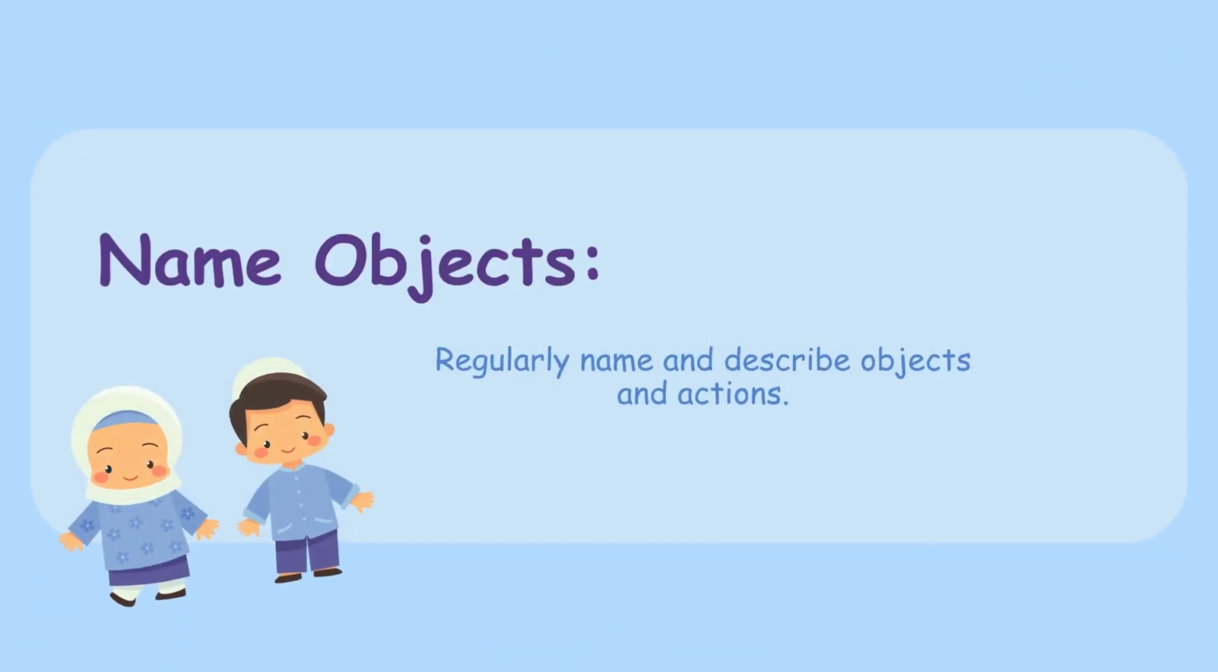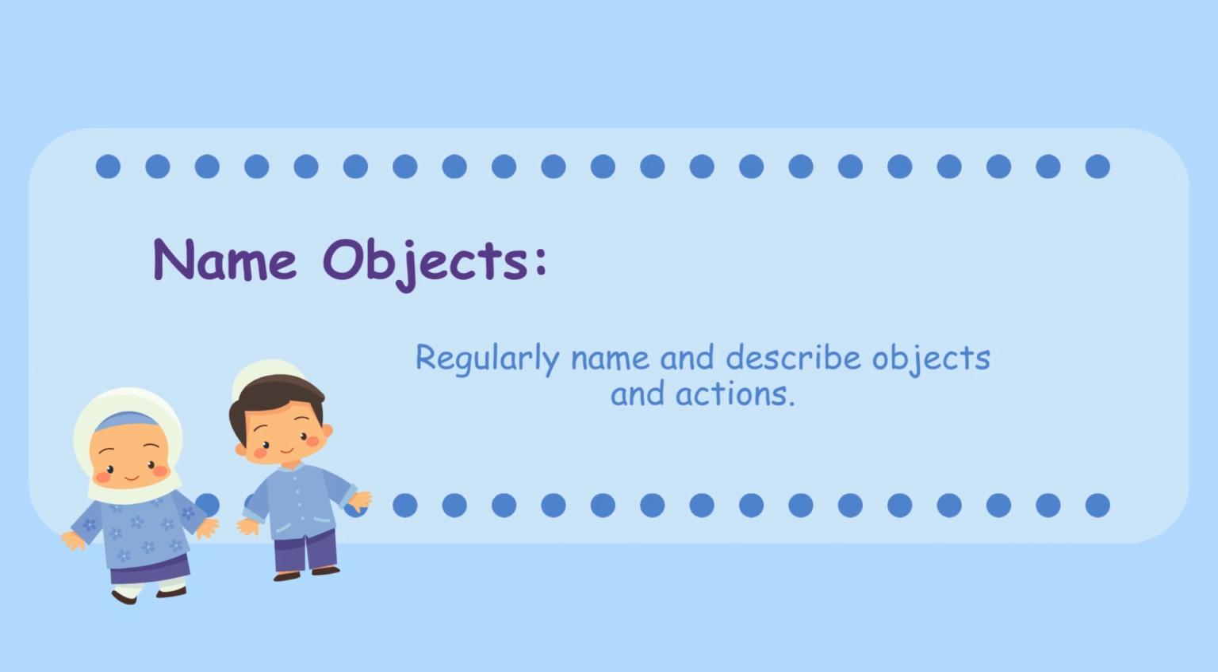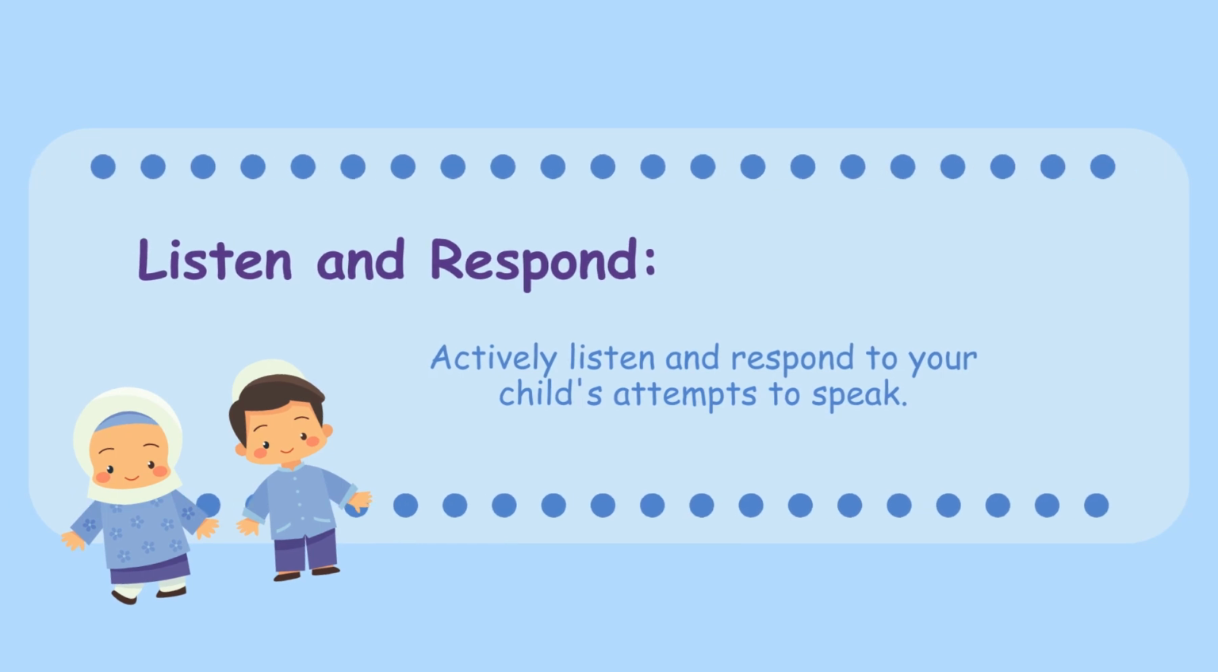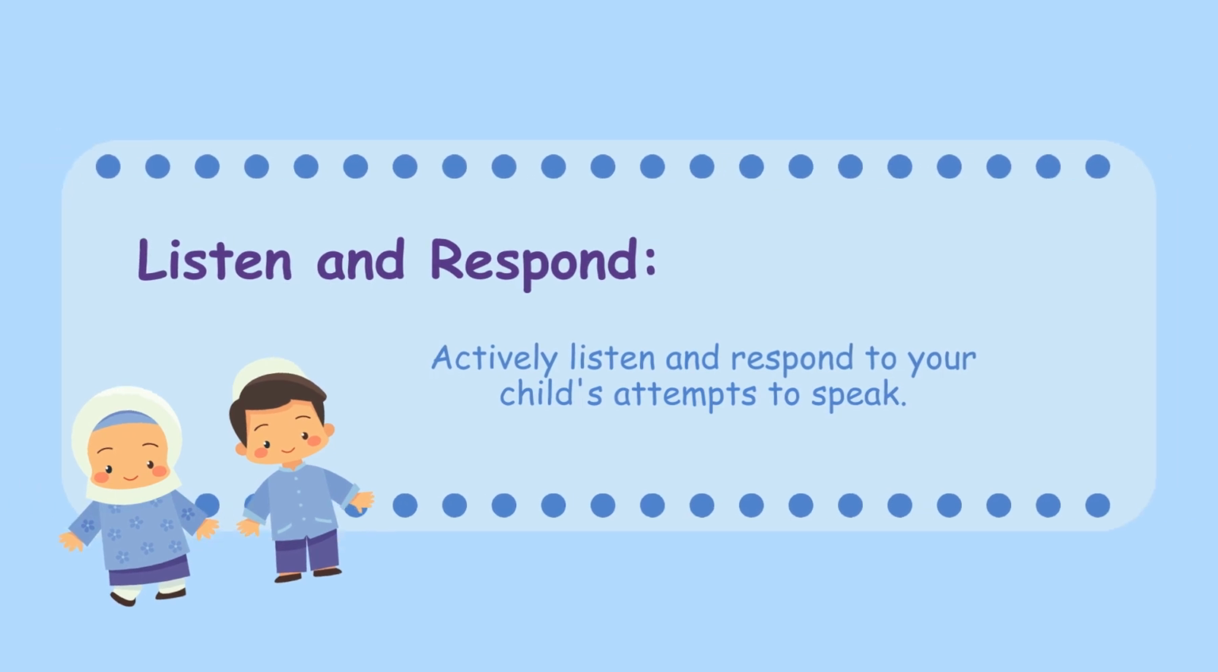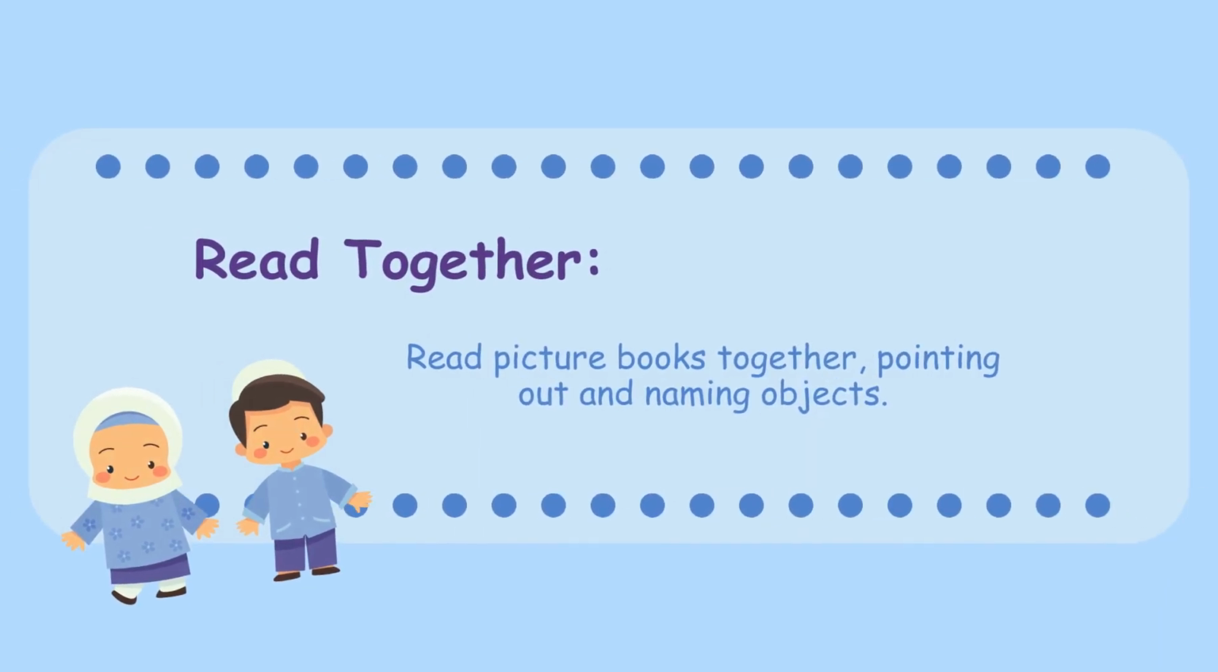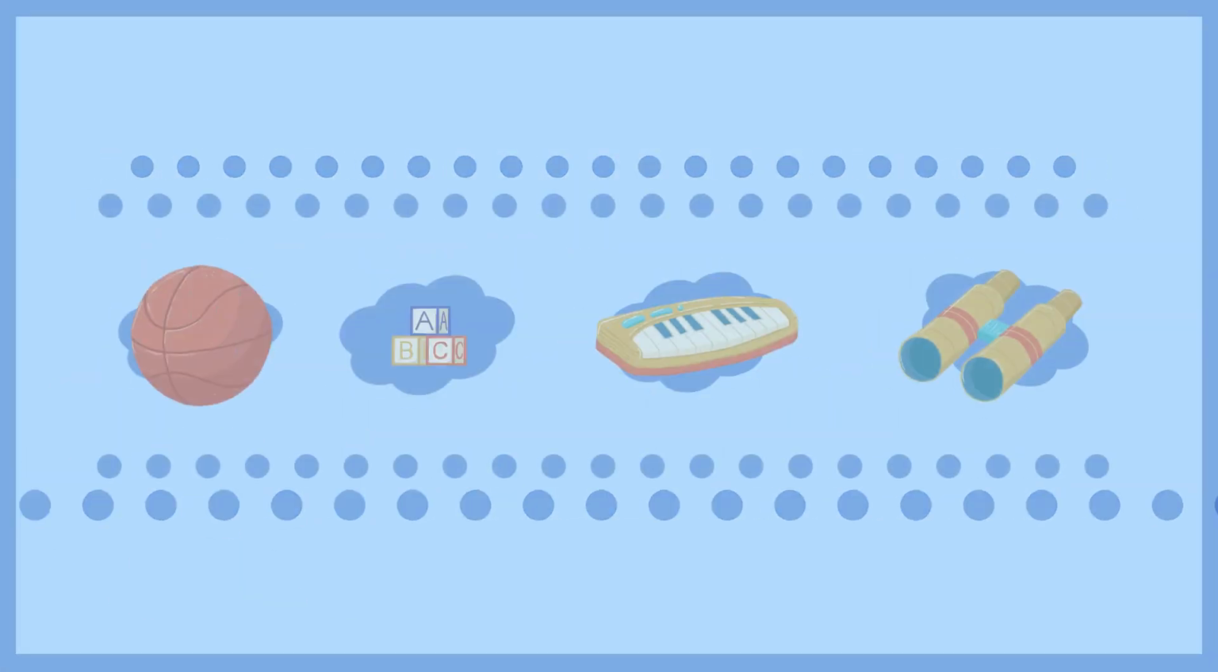Tips for support. Name objects: regularly name and describe objects and actions. Listen and respond: actively listen and respond to your child's attempts to speak. Read together: read picture books together, pointing out and naming objects.